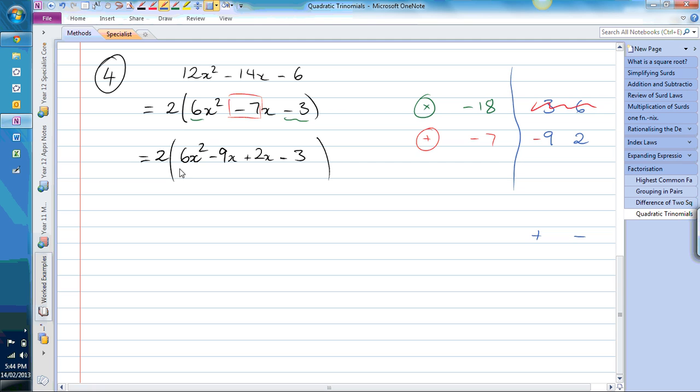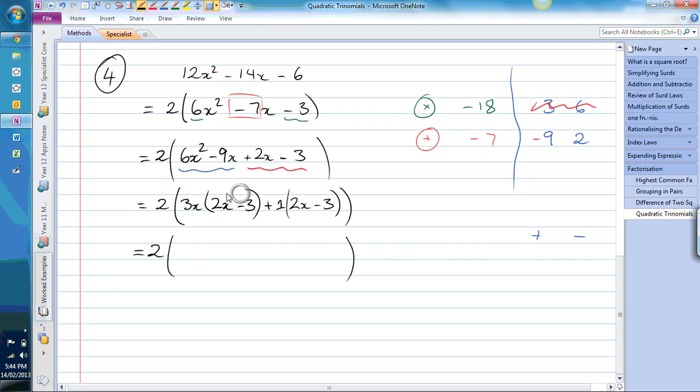And again, as I was before, I'm going to be grouping these in pairs. Looking at this one here, the highest common factor is going to be 3x. And the highest common factor for this one is just going to be 1. There's nothing that I can pull out apart from that. And finally, leaving this 2 again out the front, these two terms each have a 2x minus 3 in them.